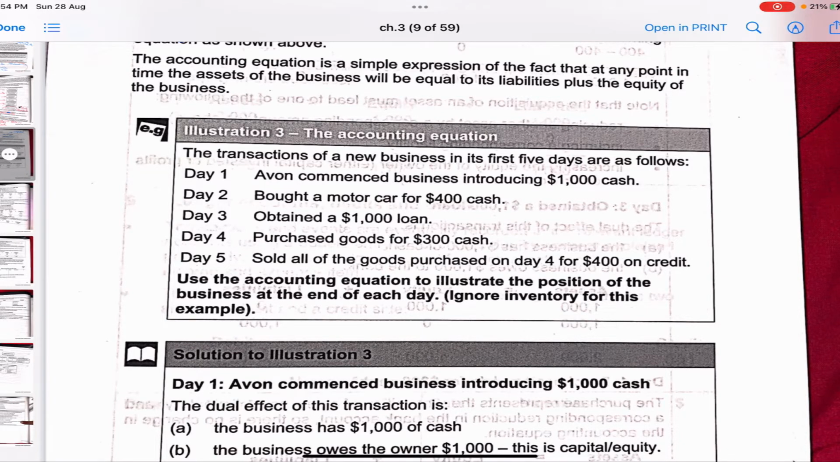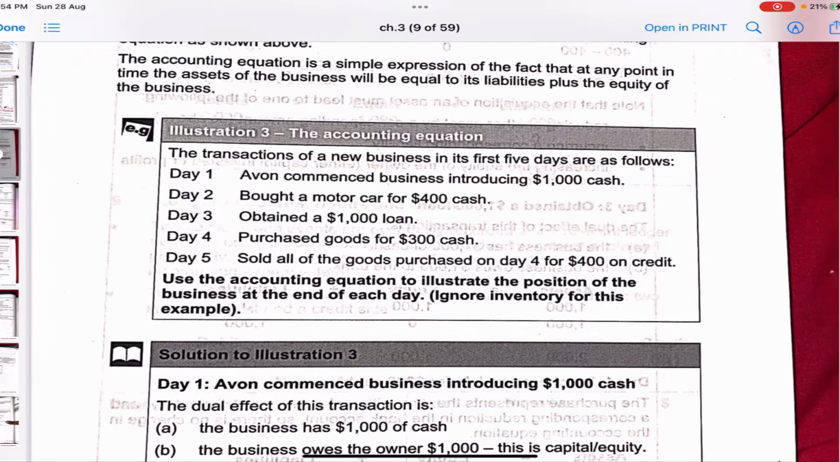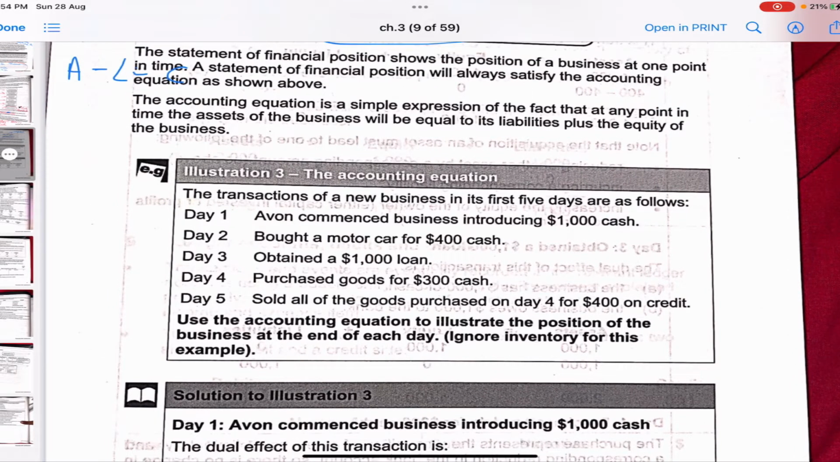So you know how it is. I am sure you know, and when you start solving these questions, it will get clearer in your head. The transactions of a new business in its first 5 days are as follows. Avon commenced business introducing 1000 cash. Okay, now tell me, without looking at the solution, what should it be?